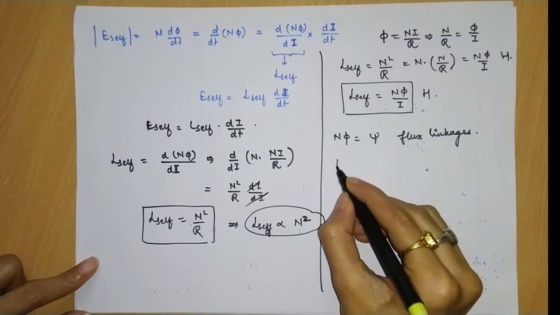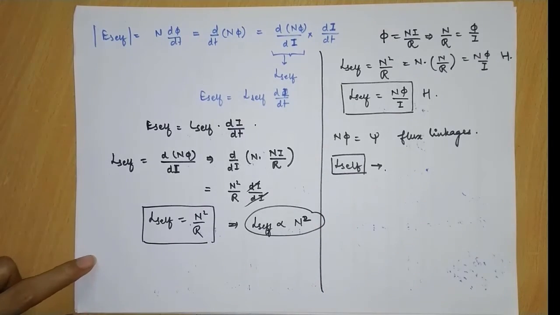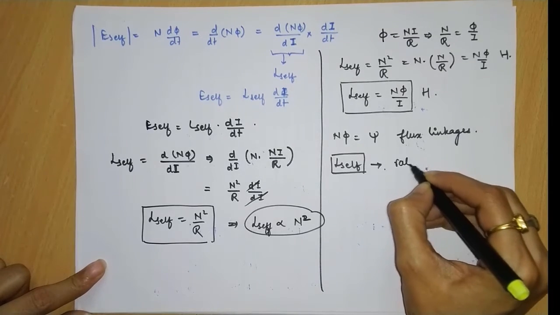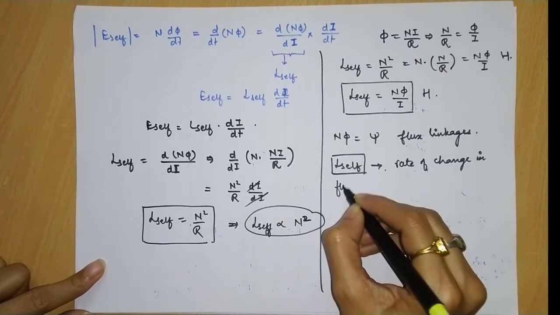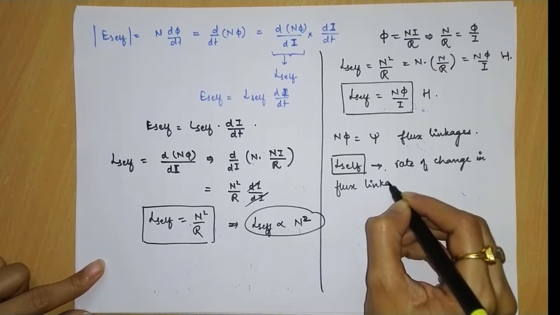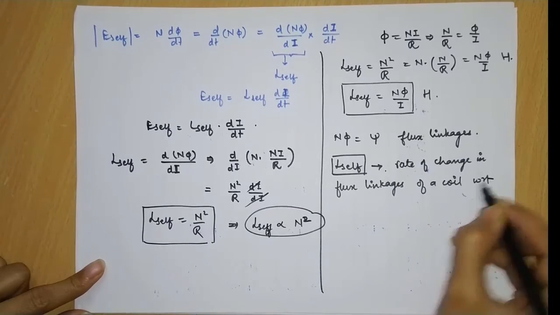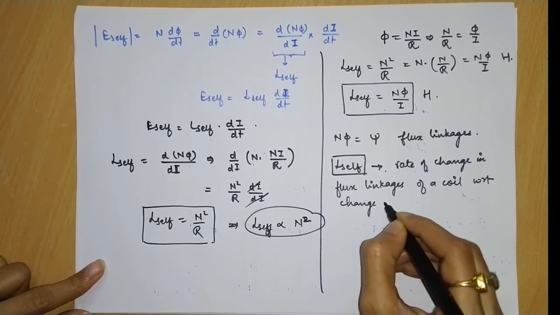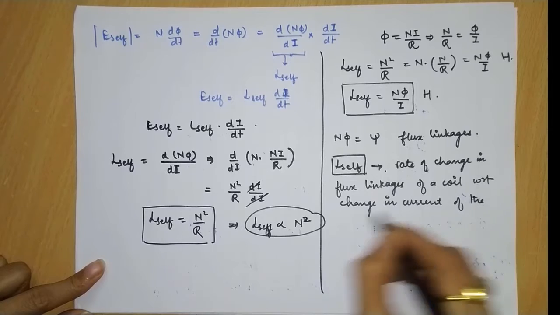From this we can define the coefficient of self-inductance as the rate of change in flux linkages of the coil with respect to the change in current of the same coil. It is the rate of change in flux linkages of a coil with respect to change in current of the same coil.